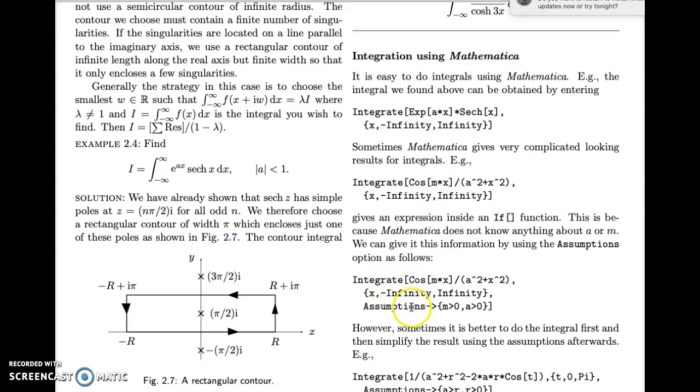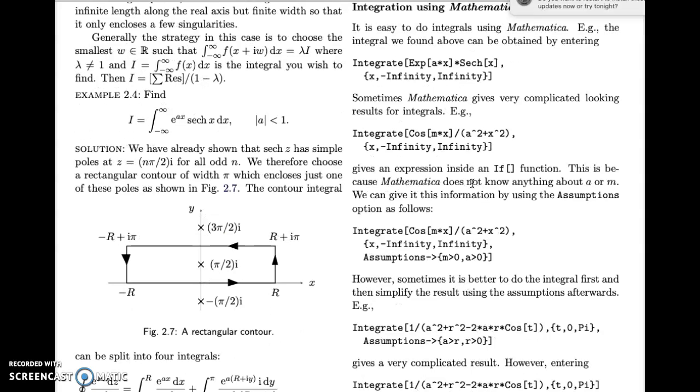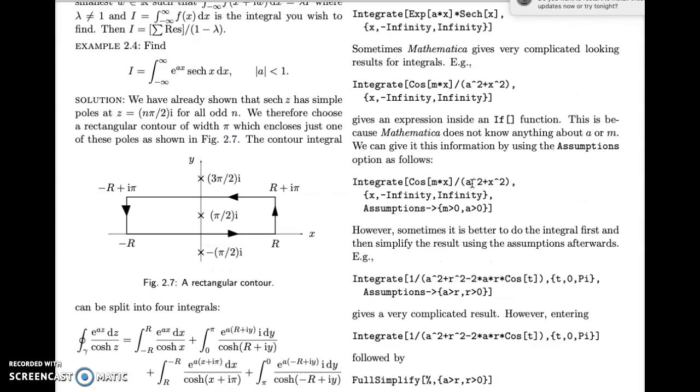So you need to give it some information. The simplest way to say that m is real is just to add this line here, assumptions: m is greater than 0 and a is greater than 0. Then Mathematica knows that both a and m are real. This is an integral we'll do a bit later. It's just saying that sometimes with Mathematica you have to experiment. Sometimes it's better to do the integral first and then simplify the result using assumptions afterwards.